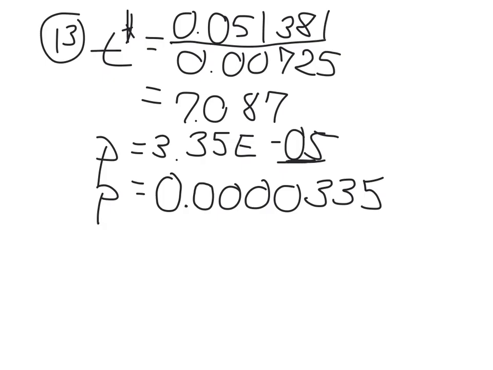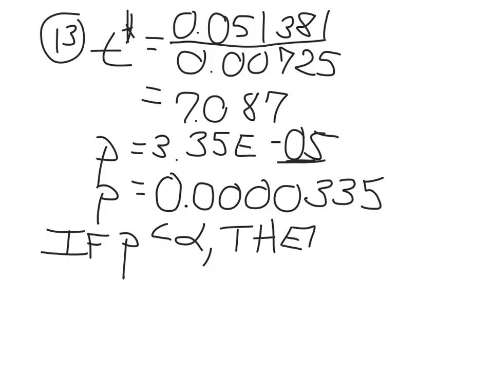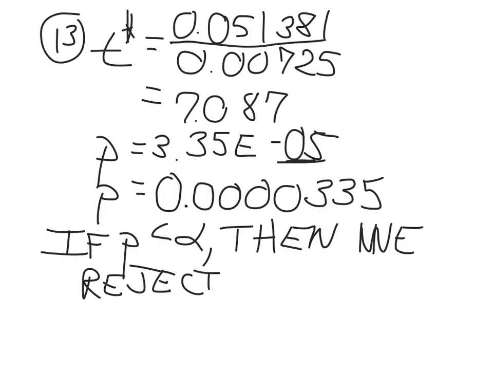Now when we use the p-value as our rejection region, that would be part of our step 3. So we would say if p is less than alpha, then we reject H0. We reject H0. No matter what level we use for alpha, that p is going to be very, very small compared to that.